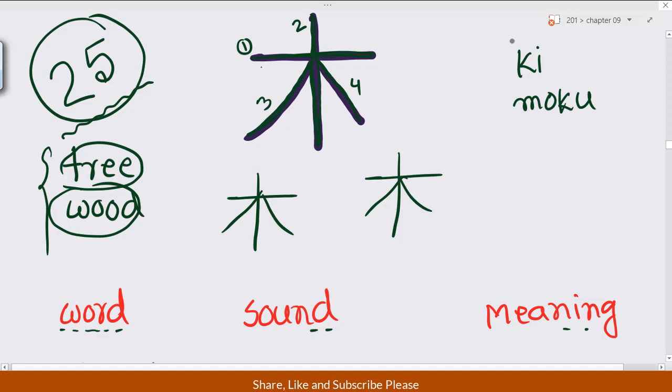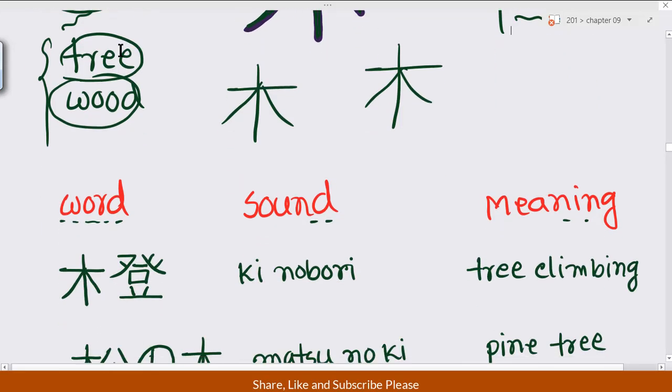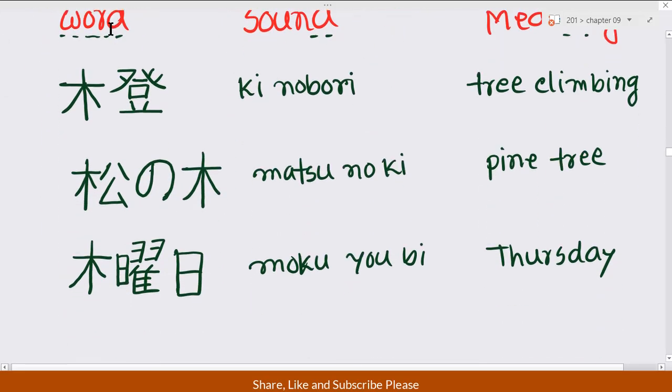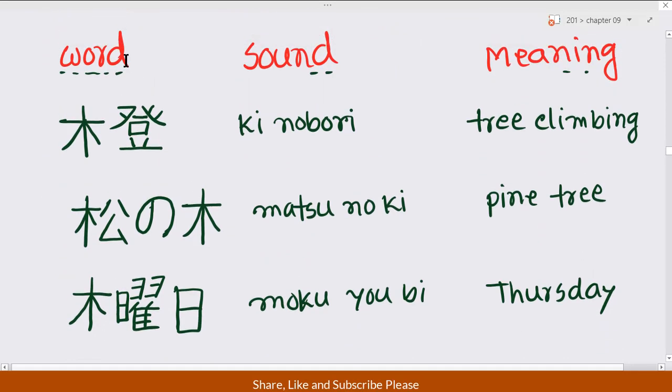So this is tree. The sound has two types here, ki or moku. Ki or moku, this is the sound. And now words and meanings. The first one, ki nobori. So here is ki nobori. This is first, this is second, third, this is fourth, and later this is.